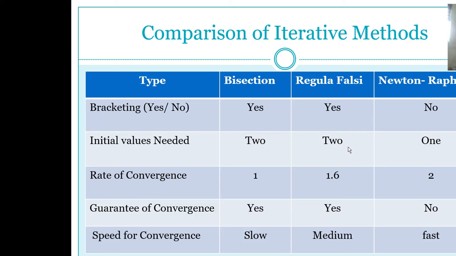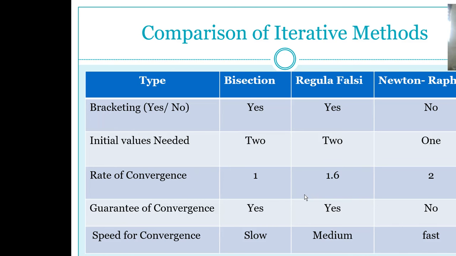Regula falsi has a higher rate of convergence of 1.6, but Newton-Raphson is considered the fastest because it has a rate of convergence of 2. For guarantee of convergence, for bracketing methods the convergence is guaranteed, but it is not guaranteed in the case of the Newton-Raphson method. And the speed of convergence of the bisection method is considered to be the slowest. Regula falsi has medium speed, whereas Newton-Raphson is considered to be the fastest converging method.